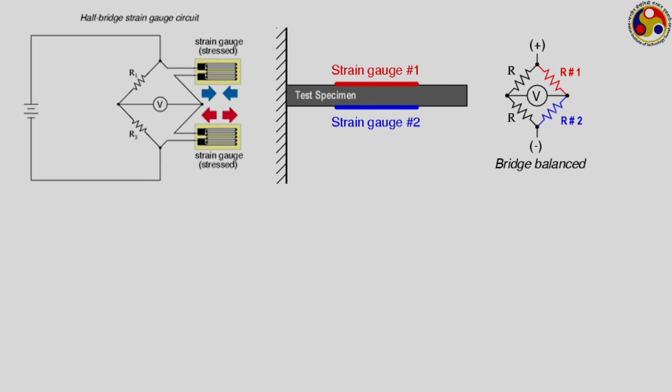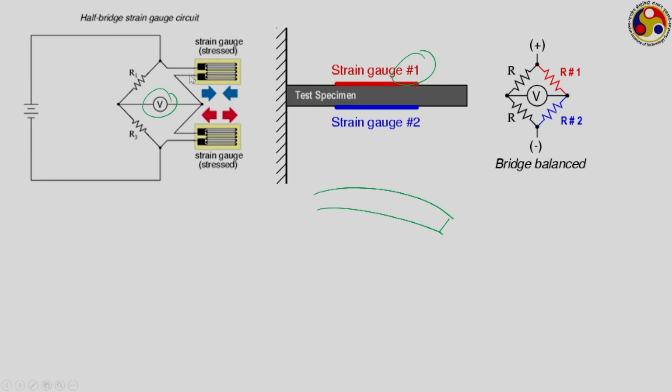Now, if this specimen is suffering some kind of bending, let us say it bends like this, then what will happen? Strain gauge number 1 will sense a tensile load, whereas number 2 will sense a compressive load, and that will get reflected in the gauge circuit properly, and that will double your output voltage. This is called the half bridge strain gauge circuit.